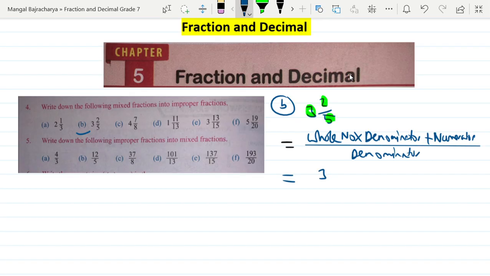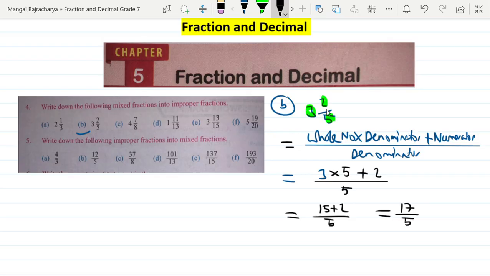So let's do the same thing here. The whole number is 3, multiplied by the denominator 5, plus the numerator 2, and that is divided by the denominator 5. So 3 fives are 15, plus 2, we have 17 by 5. So that way we can do all the other numbers of B. You can do the other numbers by yourself after understanding the one I have explained. And I go for number 5.